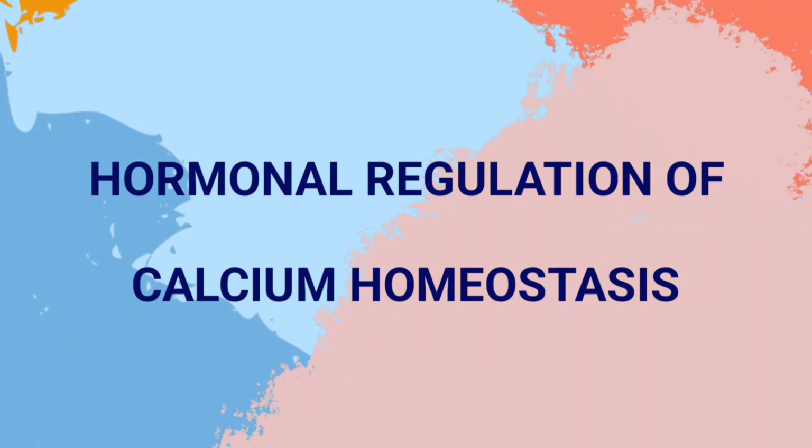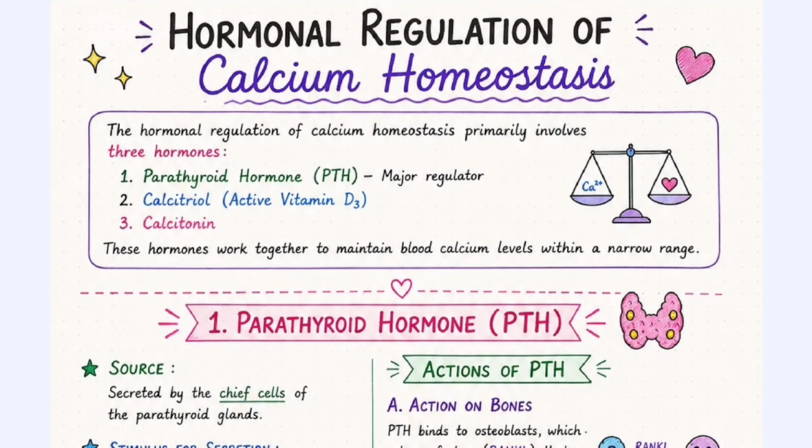So today our topic is hormonal regulation of calcium homeostasis. It's a very important topic for various competitive exams. So let's see. The hormonal regulation of calcium homeostasis primarily involves three hormones. These are parathyroid hormone, which is a major regulator, then calcitriol, which is active vitamin D3, and calcitonin. These hormones work together to maintain blood calcium level within a narrow range.